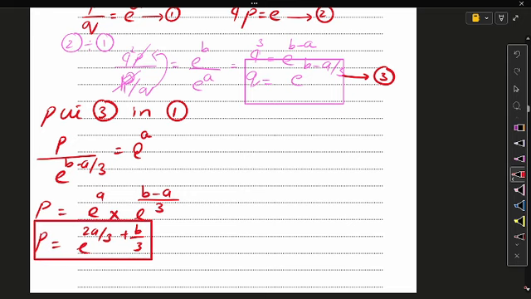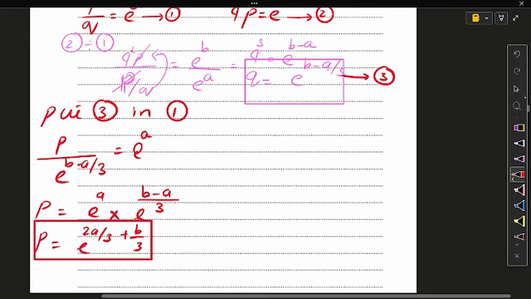That is the value of p. Now you will put back that value of p again in the form of q to the power, q is equal to e raised to the power (b minus a) over 3. Okay, you figure out that p.